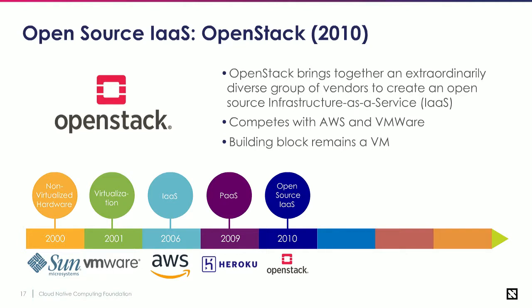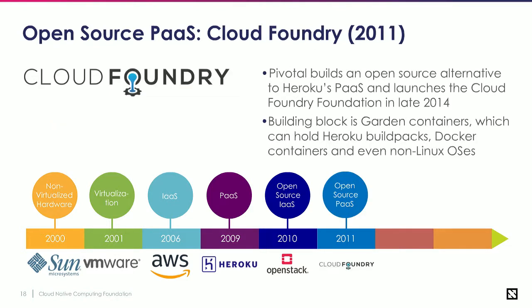But I will emphasize that the building block of how you build your software with OpenStack remains the same, which is a virtual machine. Then in 2011, Cloud Foundry came out with essentially a competitor to Heroku. There's some subtleties and some details, but it was really all based around this idea of a 12-factor application. They open sourced it in 2014, and in fact, Cloud Foundry is a sister organization of CNCF, hosted at the Linux Foundation.